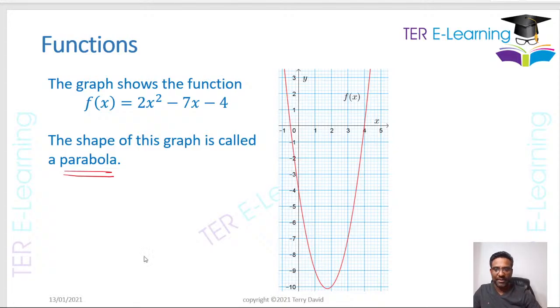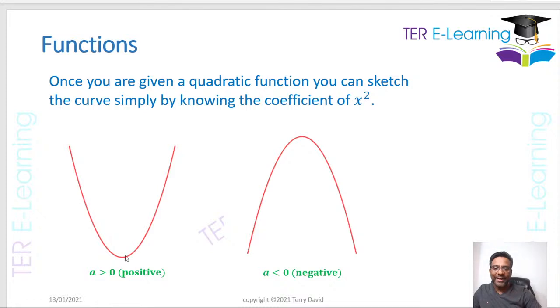And it's a quadratic. Now, if we know the equation of a quadratic, we can tell if the graph is going to look like this or if the graph is going to look like this. What we need to do is look at the coefficient of x squared, which means we're looking at the number that is in front of x squared. So whenever a is positive, my graph is going to look like this. It's going to have a minimum value. If a is negative, it's going to have a maximum value.